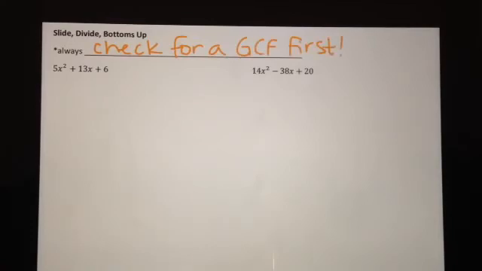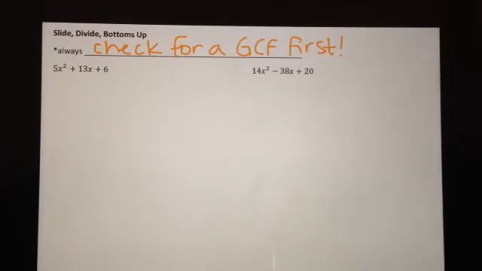So if you look at this first example, we have 5, 13, and 6. You'll notice between those 3 numbers that there's nothing in common. So now we're going to do slide, divide, bottoms up. Your teacher may not have taught you this last year, but I tried it with students in the past and they really liked this method, so I'm going to teach it to you guys also.